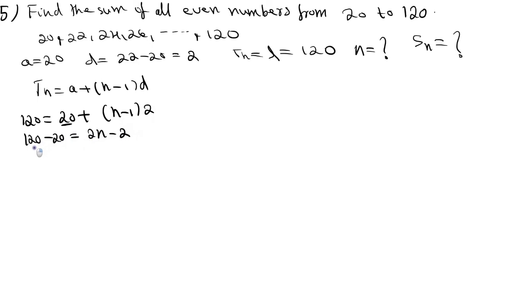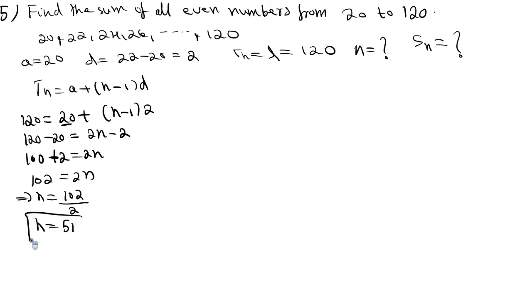So here we will get 120 minus 20, 100, minus 2 is equal to 2n. Okay, that will become plus 2, right? 100 plus 2 is equal to 2n. Then 100 plus 2, it's 102, is equal to 2n. So n value is equal to 102 divided by 2. n value is equal to 51. So the number of even numbers from 20 to 120 is equal to 51.